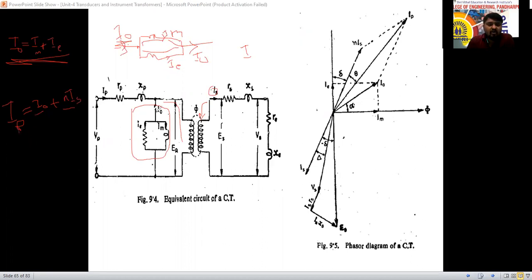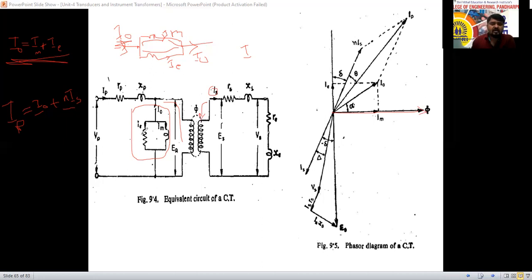Why I am taking all these things is that to draw the phasor diagram you should know this. By observing the circuit diagram only we can draw the phasor diagram. So I will start the phasor diagram by taking this as phi, that is flux phi. I am taking it as the reference line. Next, I will not take IP directly; we will come to that. Here IM and IR we are going to consider.